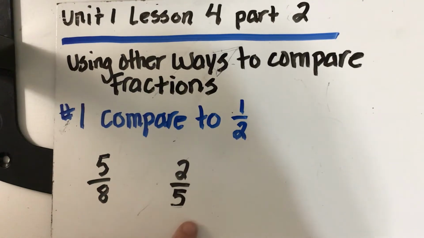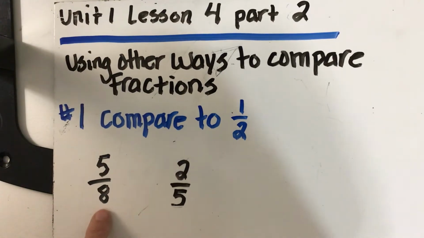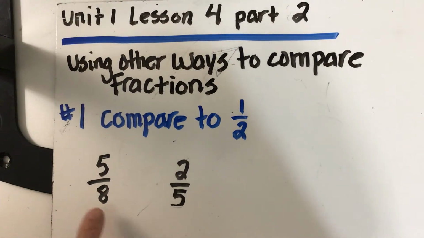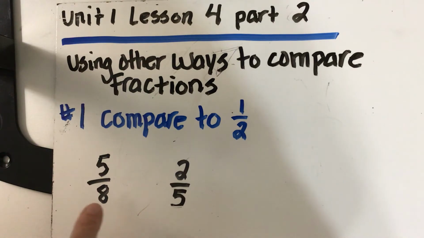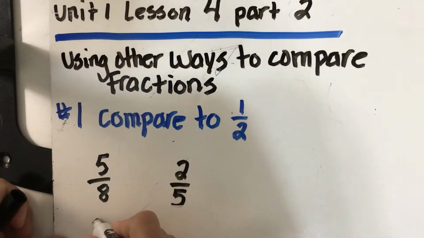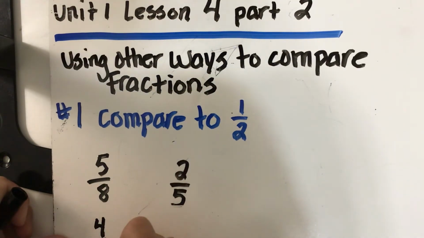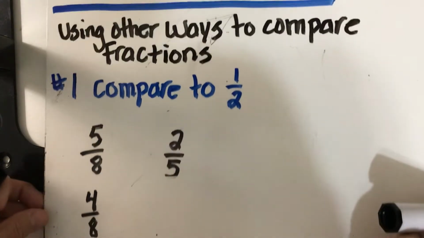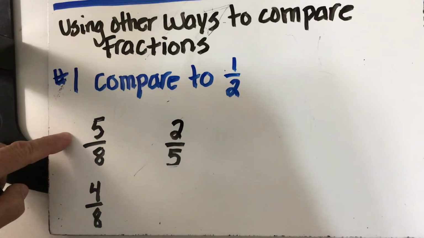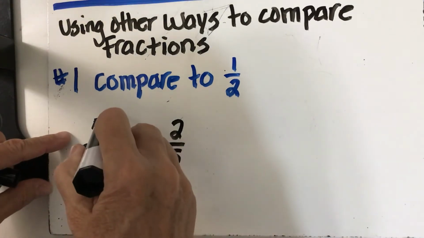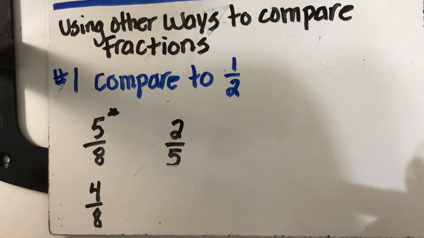So here I have two regular fractions. And the first one, 5/8, I can think about, well, how is this greater than a half? What would the numerator be if this fraction was equivalent to half? It would be 4, right? 4/8, because 4 is half of 8. So now I can compare 5/8 to 4/8. This is going to be greater than 1/2. So I'm just going to do a little note to myself, that's greater.